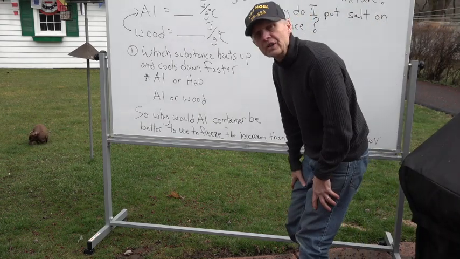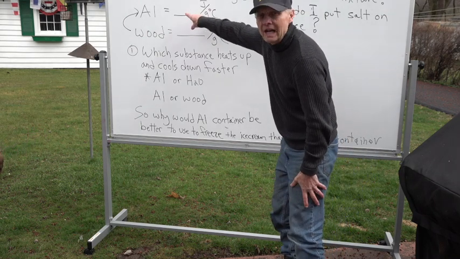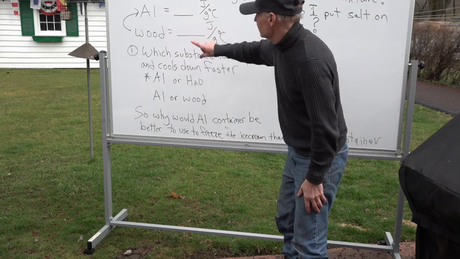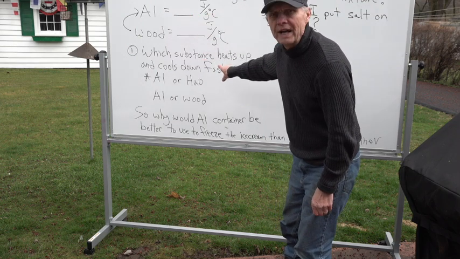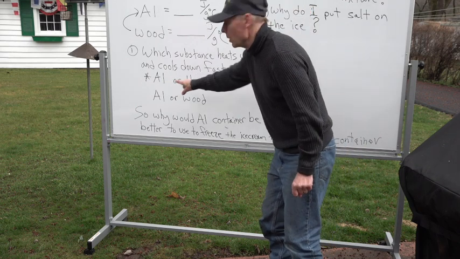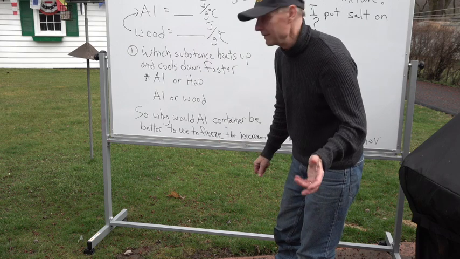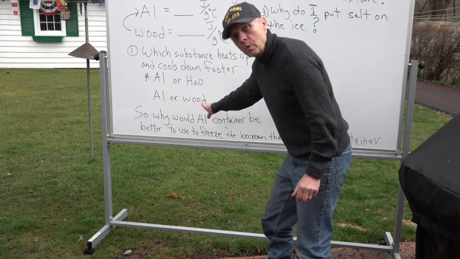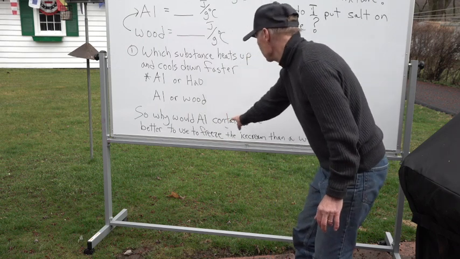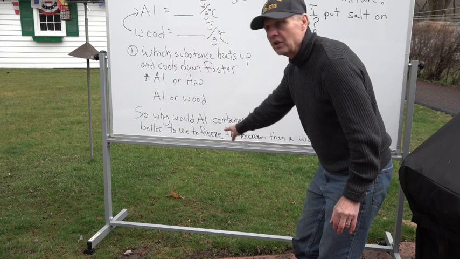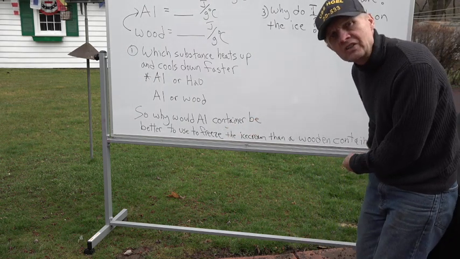So here are the questions that you're going to answer for me. First of all, you write down the specific heat of aluminum, specific heat of wood. Which substance would heat up and cool down faster, aluminum or water, and which would heat up and cool down faster, aluminum or wood? So the big question is, why would the aluminum container be better to use to freeze the ice cream than the wooden container?